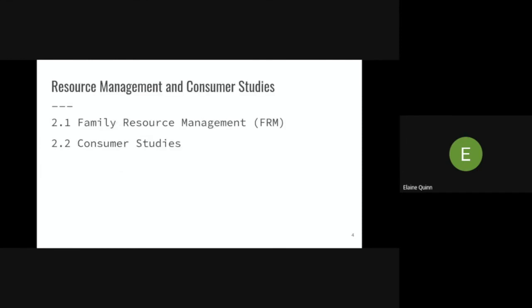The second core area is resource management and consumer studies. Family resource management is concerned with the management of resources within households. We investigate the attributes affecting management. A major application of FRM is the management of household financial resources or budgeting, including the study of credit, savings, and insurance. The area also deals with housing, household appliances, and textiles.